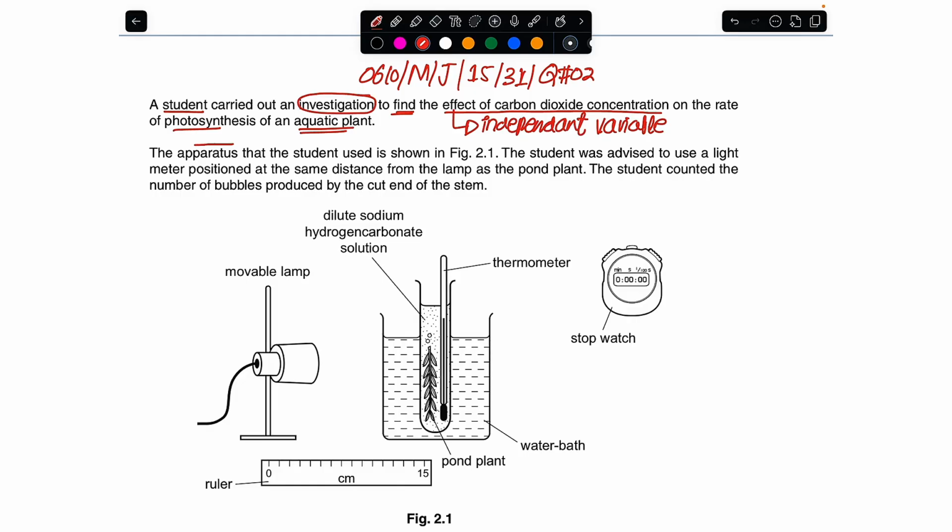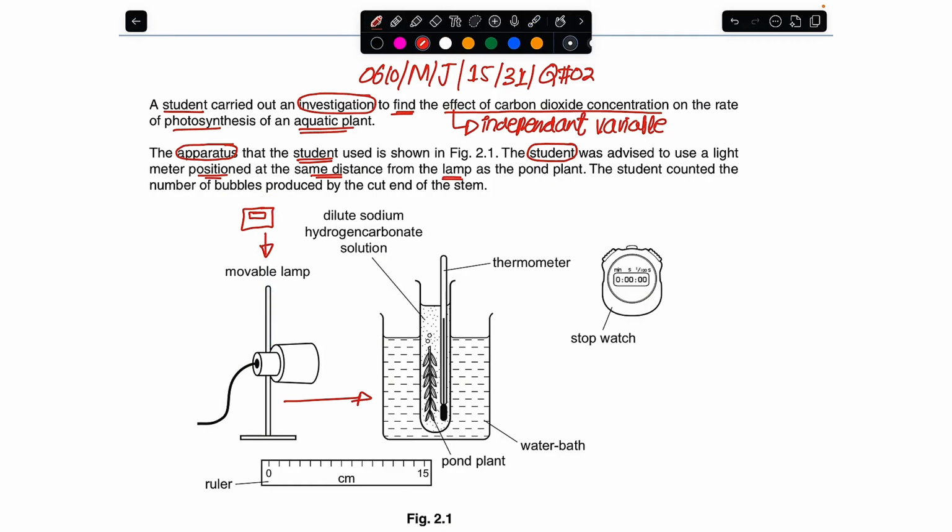Now they have given you the diagram below, and over there they have shown you the apparatus that was used by the students. When the students carried out the investigation, they were advised that the light meter, like they did not show you the light meter here, but they would for sure keep some light meter here, would be positioned at the same distance from the lamp. Like if we have this movable lamp that we can either move toward the plant or away from the plant, the light meter they would have placed at the same distance from the lamp. Like if I am placing the lamp here, the light meter would be placed here, next to the pond plant.